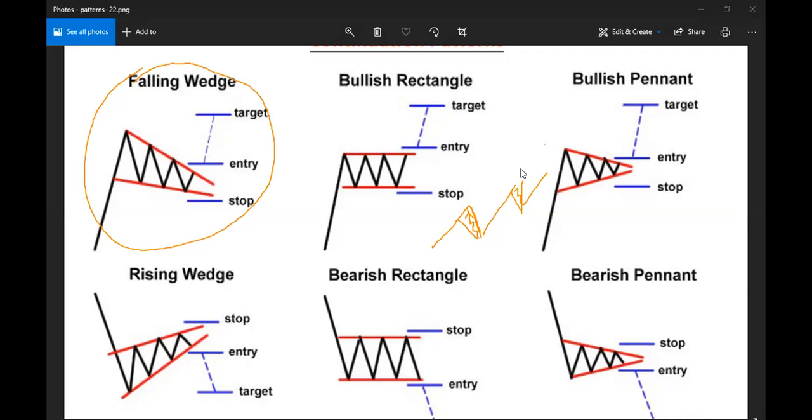So when you identify this falling wedge in an uptrend, it's an indication that the market is going to keep going up. But you don't have to assume. You have to wait for the wedge to be broken. You can see where it broke, where your entry is, and where your target is. So this is a pattern that can be found in an uptrend.